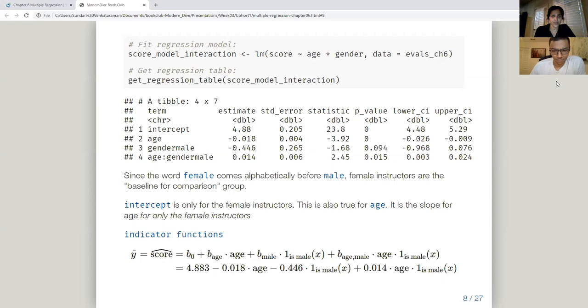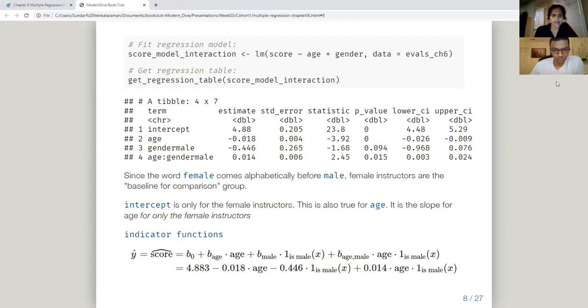Once you have run your LM and you have your regression model, you can use this cool thing, which I think is specific to Moderndive. I think get_regression_table is a function in the Moderndive package, and you would need to install it to use it. It's not available in any of the others. The columns of interest here are the first and the second one: the intercept and the estimate.